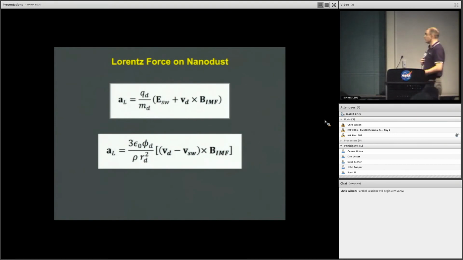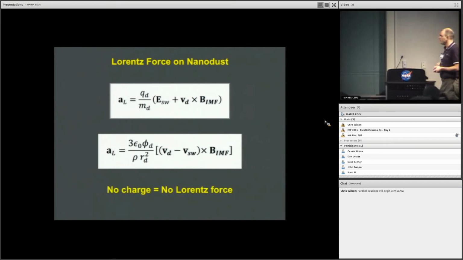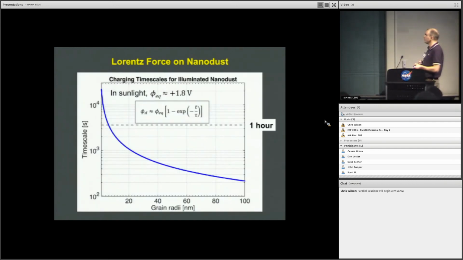So the next candidate is the Lorentz force acting on nanodust, and the acceleration is a function of the charge on the grain, the mass of the grain, the convection electric field, and the V cross B term, which is the velocity of the dust crossed with the IMF. Basically, the message from this is if you don't have any charge on the dust grain, you don't get any Lorentz force, so you need to get a handle on how the dust grain charges up.